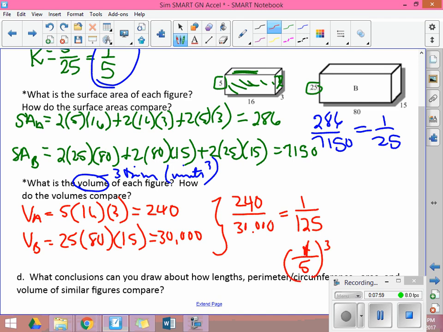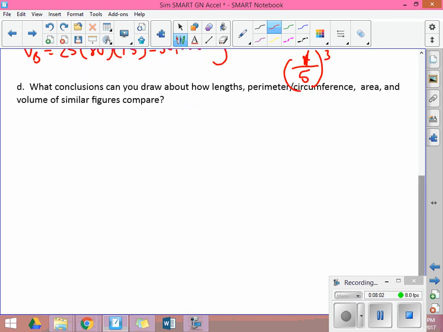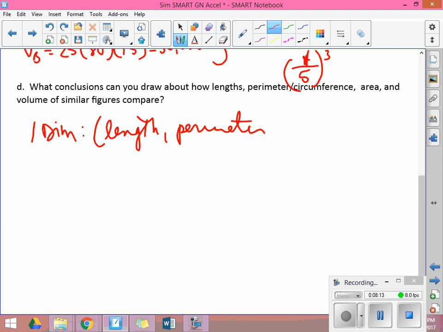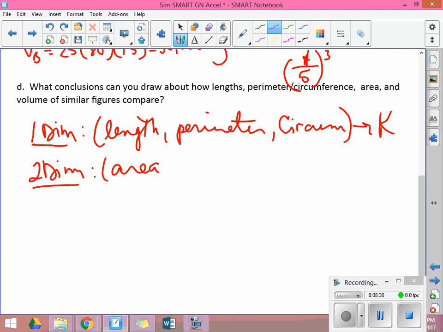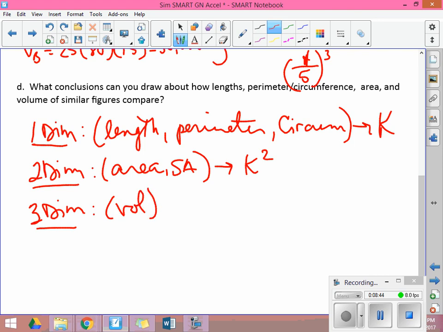It is K cubed. So our conclusions are: one-dimensional things like length, perimeter, circumference, height, anything with a label of units will compare as K. Anything with 2 dimensions in the calculation, area, surface area, anything with units squared, will vary by a factor of K squared, and anything with 3 dimensions, volume, units cubed, will vary by a factor of K cubed.